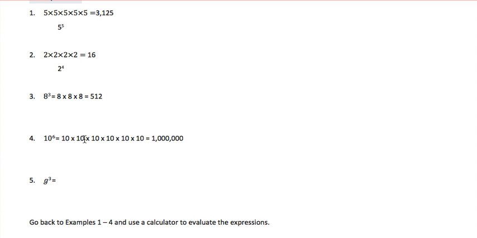10 times 10 is 100. 100 times 10 is 1,000. 1,000 times 10 is 10,000. 10,000 times 10 is 100,000. And 100,000 times 10 is 1 million.